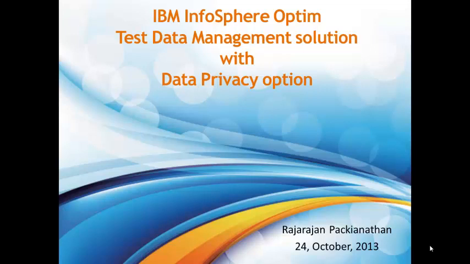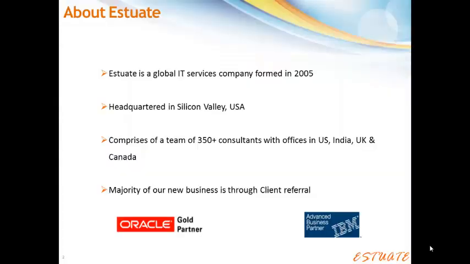To brief you about what S2H is all about. S2H was started in the year 2005 in US, Silicon Valley. And ever since then, we've actually grown in strength. We are about 350 consultants with offices in US, India, UK, and Canada. And most of our customers are through client referrals. It's basically because of our extreme service culture, which actually helps us get more and more customers.